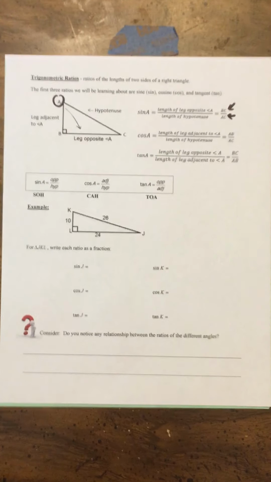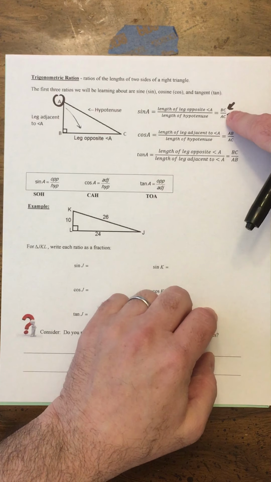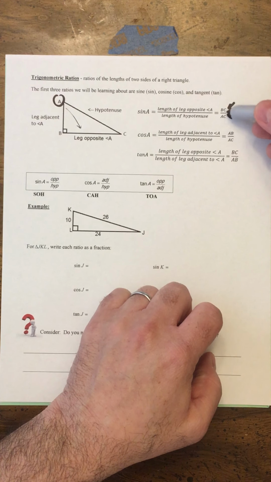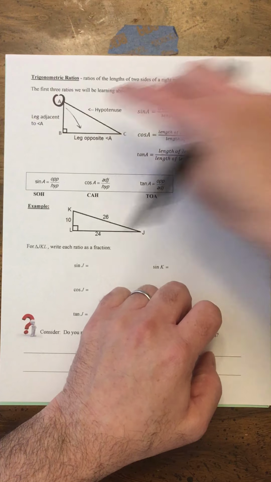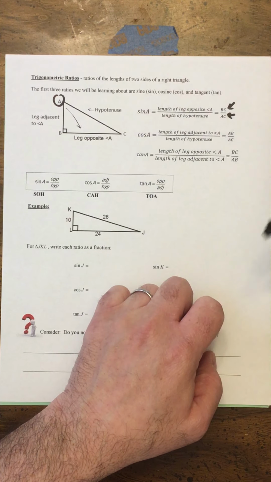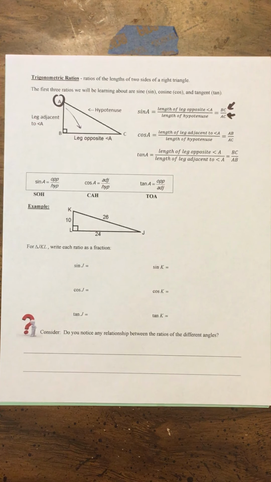So sine is a ratio, something over something. Usually there's going to be numbers there or an x, but here we're putting the names of the sides. It's the opposite side from A, side BC, over the hypotenuse, AC, and that's all sine is. It just stands for a ratio of opposite side to hypotenuse, okay?